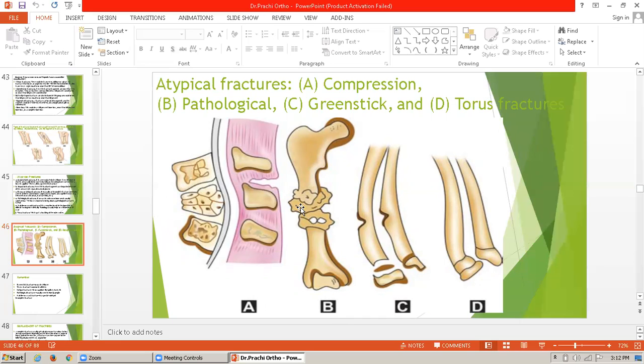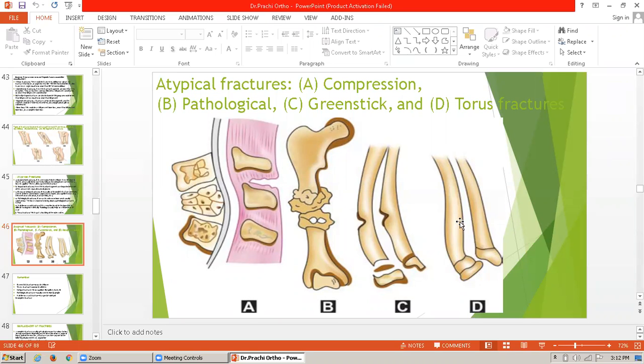This is a pathological fracture, which is present due to a pre-existing disease, meaning some pathological condition is already present in a patient which leads to the breakage of the bone, so it's called a pathological fracture. This is a greenstick fracture, in which we can see the bending of the bone in children, a buckling due to external pressure, and a torus fracture.